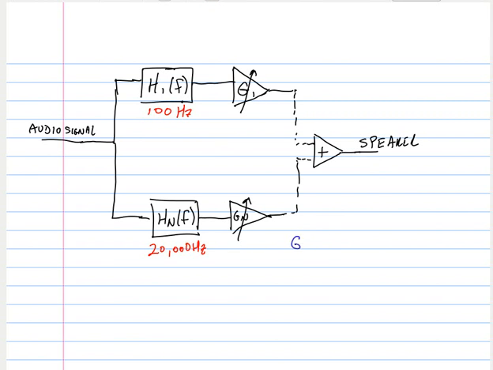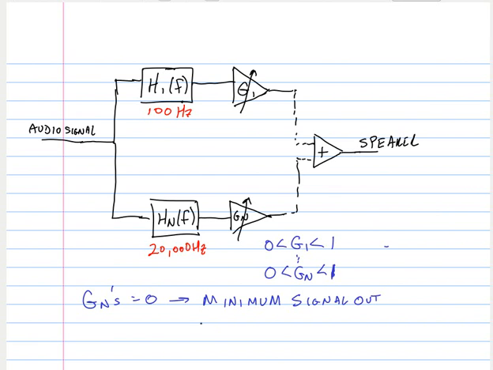Now we'd like to be able to individually program G1 between 0 and 1 and program Gn between 0 and 1. And you can imagine that when G1 or Gn is equal to 0, so if any of the Gn's is equal to 0, we get minimum signal out for that frequency. And if we set any of the Gn's equal to 1, we get maximum signal out. And anywhere in between, we get something in between.